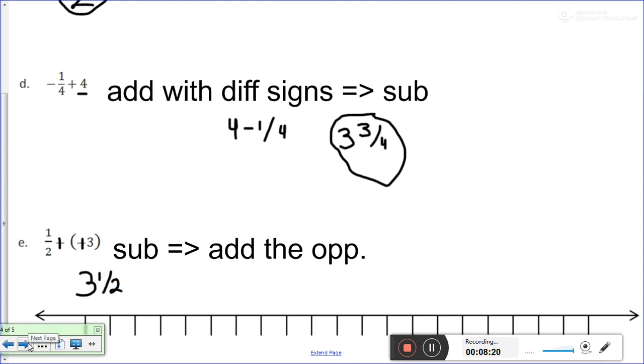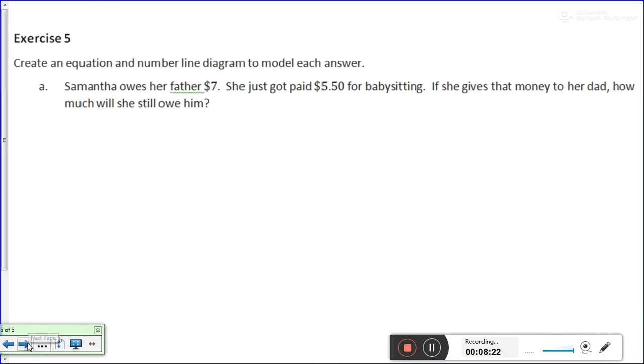Okay. We're going to do one more problem together, and that is on the same page you're on. We've already gone to page 42. Again, I'm not going to use a number line, but I do want to talk about an equation and then solve it. Okay. Samantha owes her father $7. She just got paid $5.50 for babysitting. If she gives that money to her dad, how much does she still owe him?